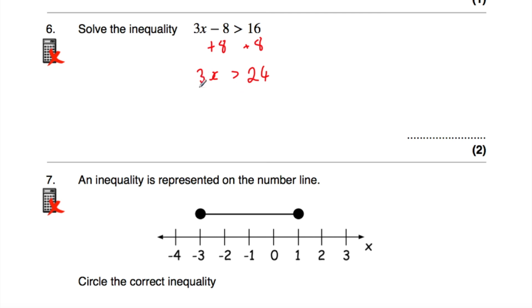We don't want this multiplied by 3 here, so let's divide by 3 and divide by 3. 3x divided by 3 would just be x, and then on the right hand side we have 24 divided by 3, that would be 8. So x is greater than 8, and that's it.